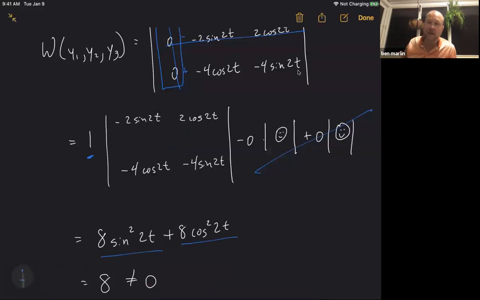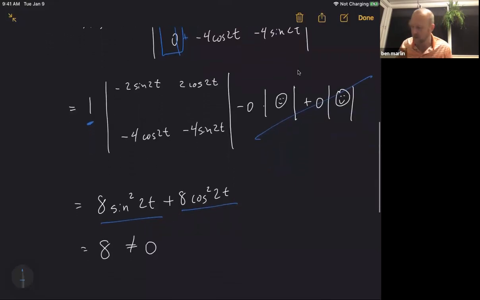Everybody remembers their trigonometry, and they know that you can factor out an 8 there and have sine squared plus cosine squared being 1. So we get 8, all right? The reason that we went through all this pain is that if you have a linearly dependent set, you will get 0. If it's linearly independent, you will get something which can never be equal to 0, okay?